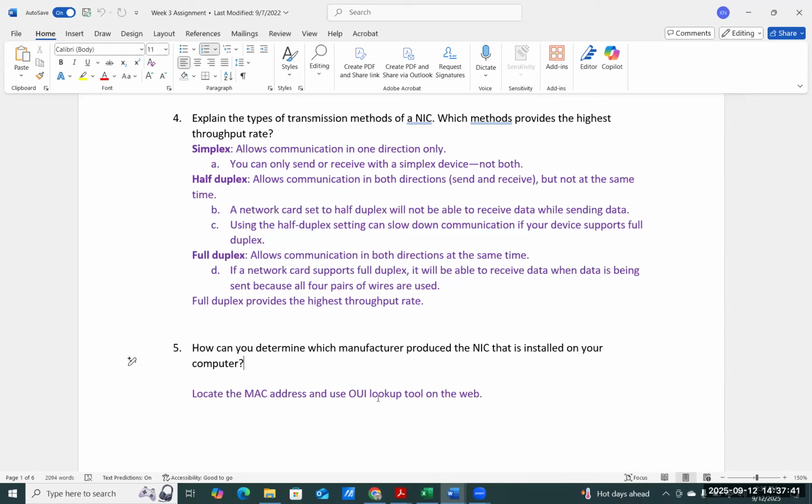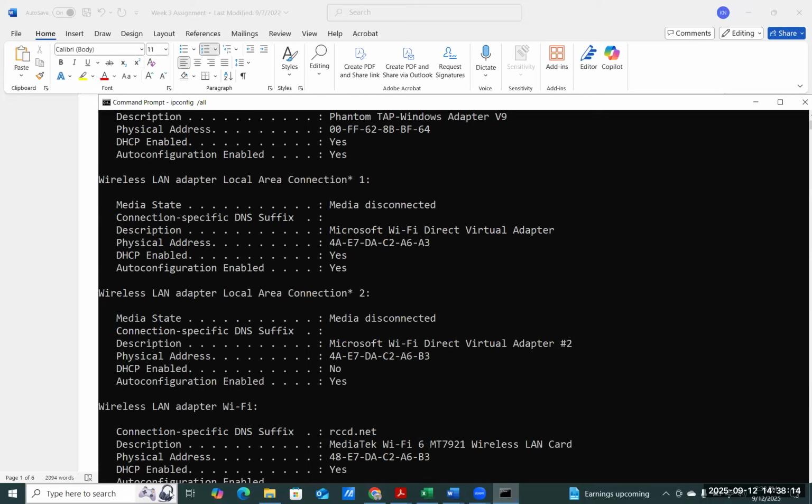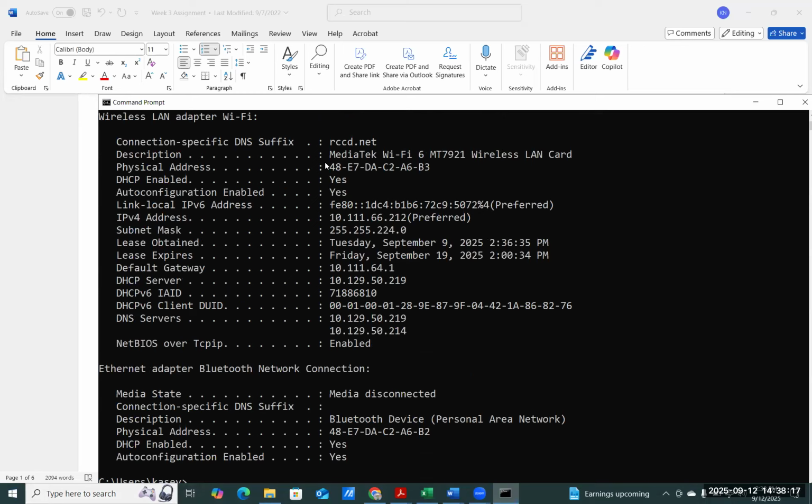Does anyone know? Yeah, so you want to go to CMD, open that up, and you can do ipconfig /all like this. It's going to give you everything. There's another way, depending on the system, on some command lines you can also use the getmac command. But if you do this and go down, it's going to give you the physical address, which is right here.